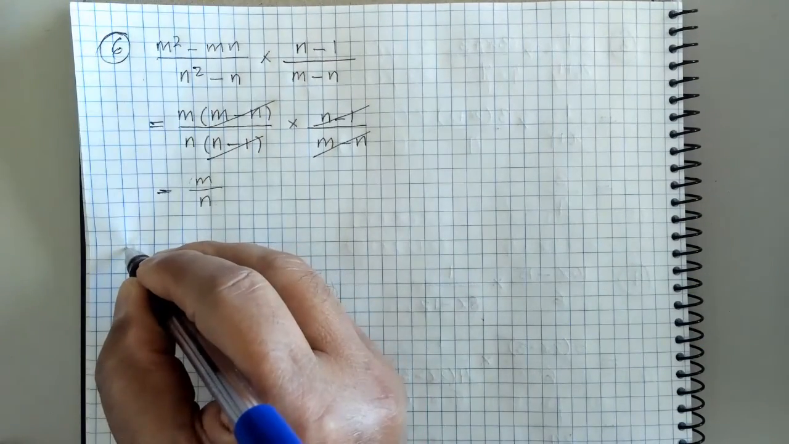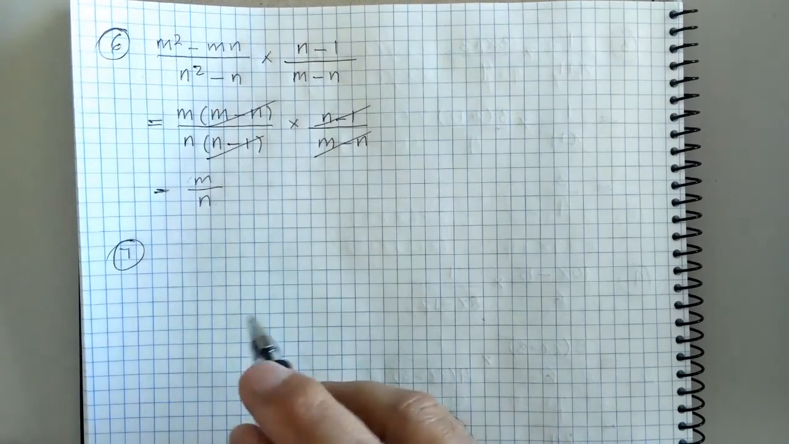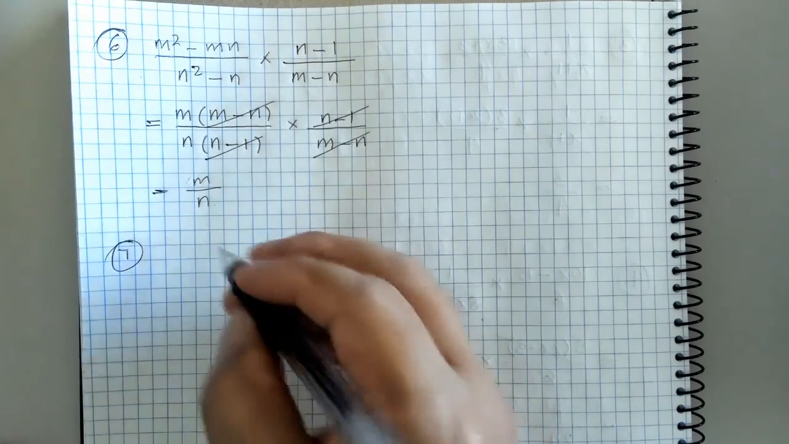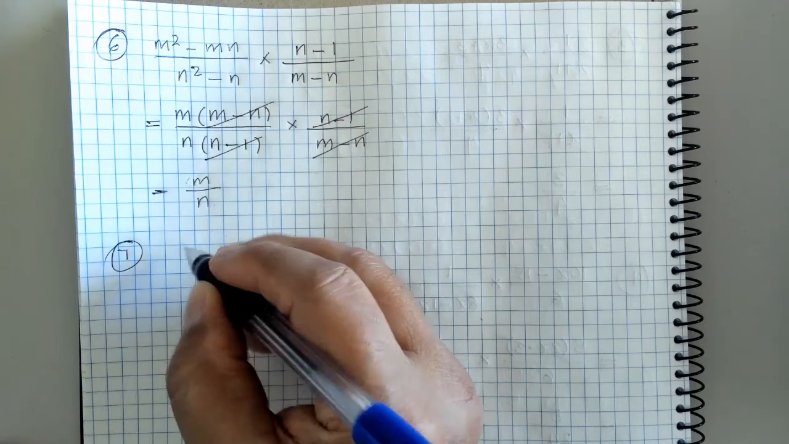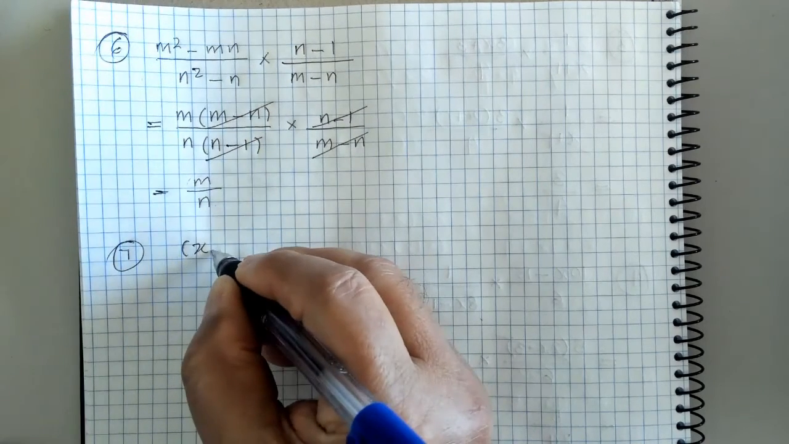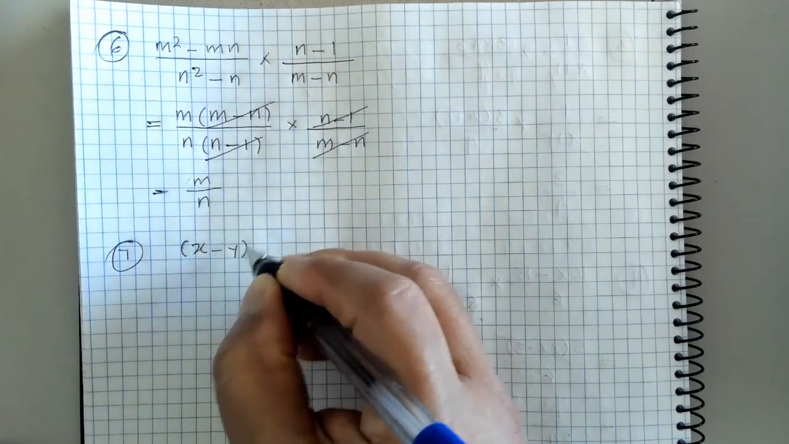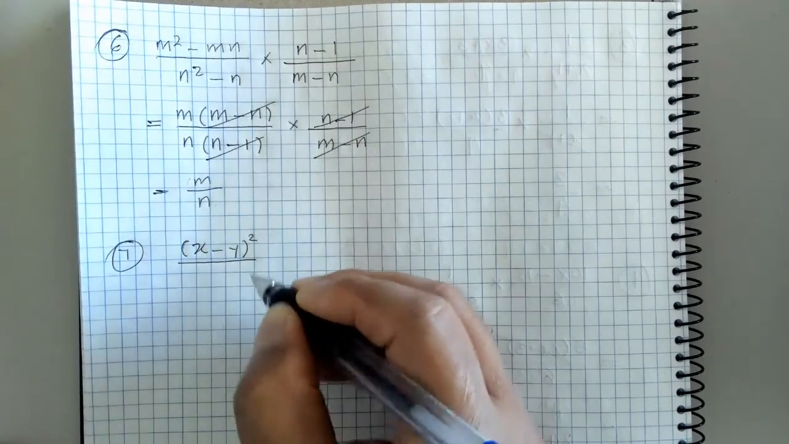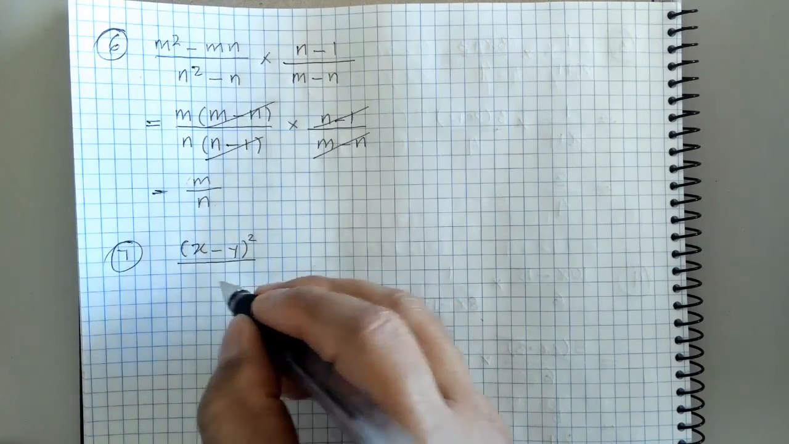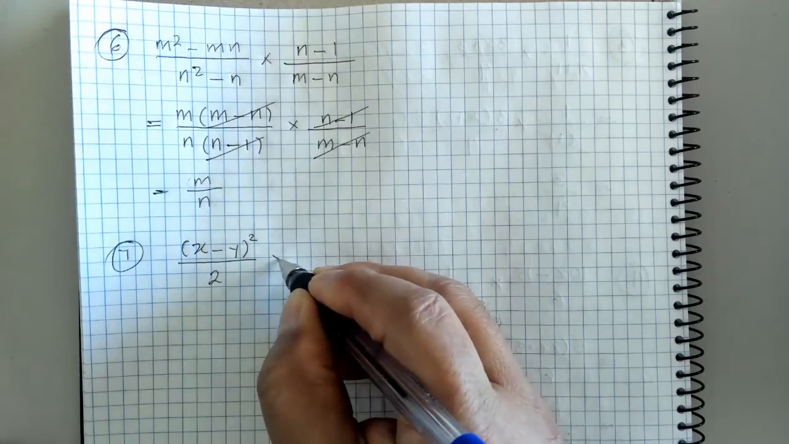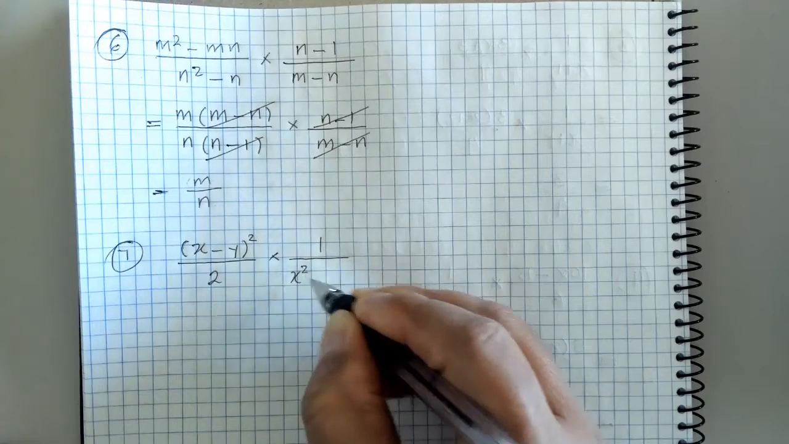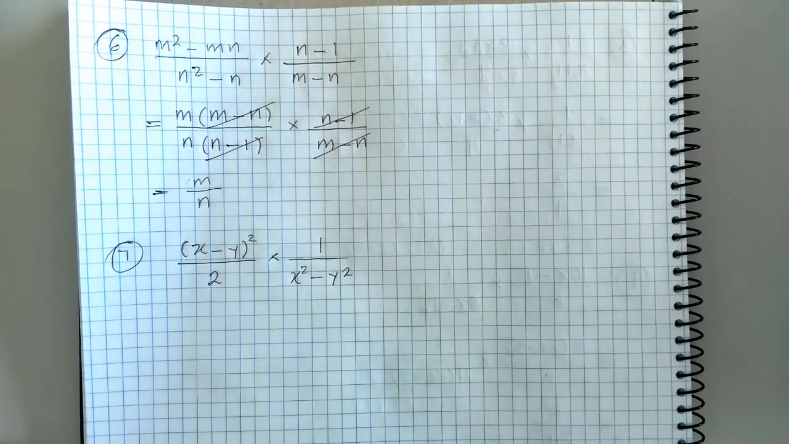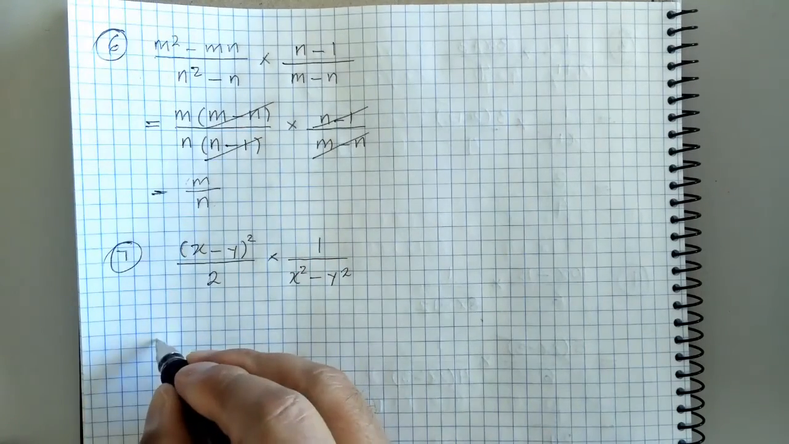Okay, question 7. All right, let's say that we have x minus y in brackets squared over 2, and then multiply by 1 over x squared minus y squared.